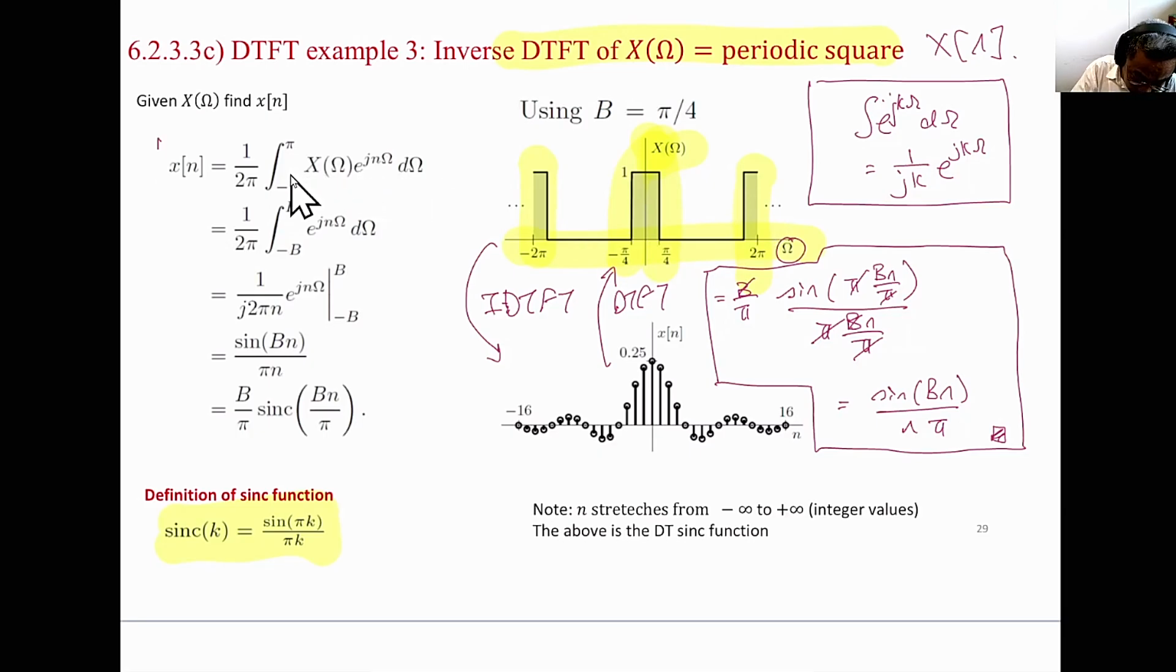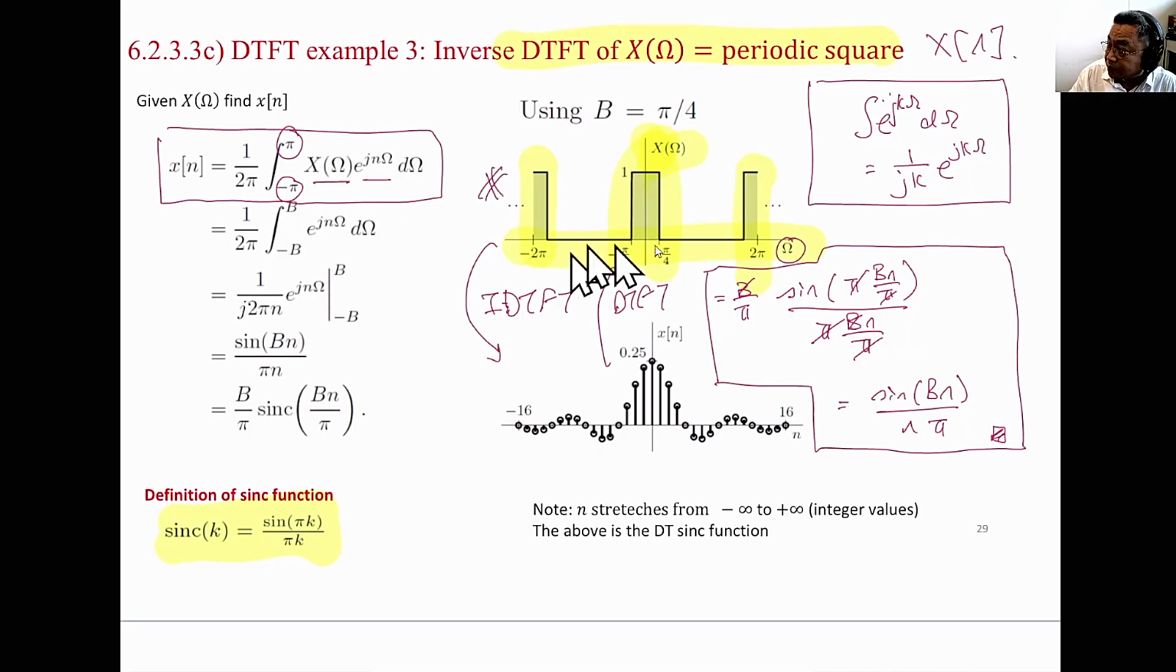Remember that this is the inverse DTFT equation, which is 1 over 2 pi, integrate over one period, which is 2 pi, of X(omega) e^(j omega n) d omega. Now, all we need to do is plug in what X(omega) is, and X(omega) is this pattern over here. And of course, this has finite support. Basically, it is only non-zero from minus pi over 4 to pi over 4.